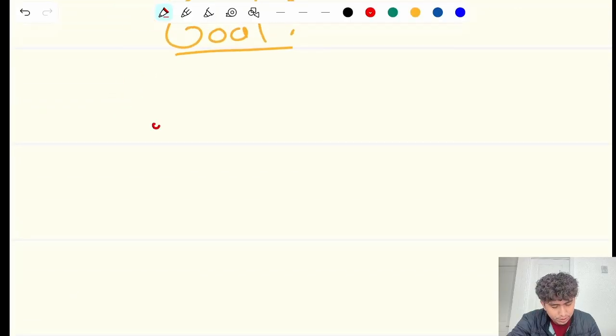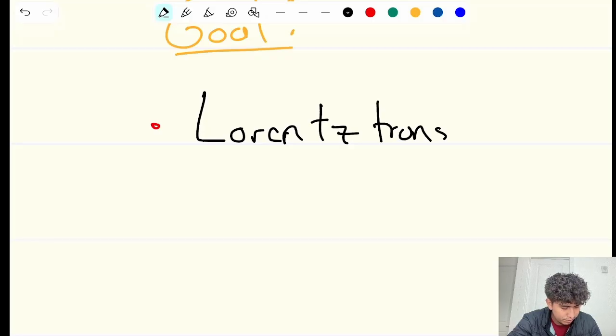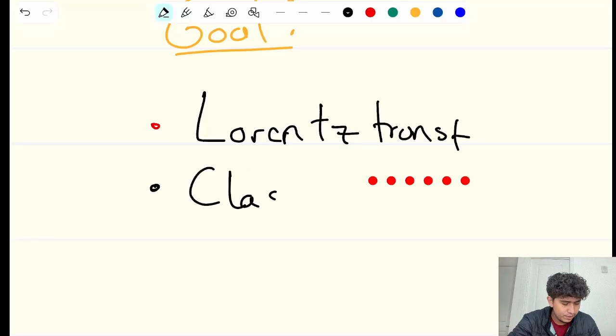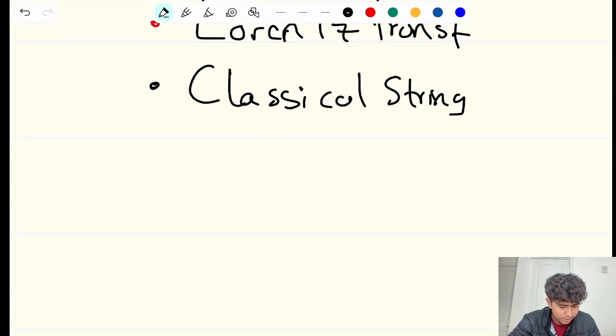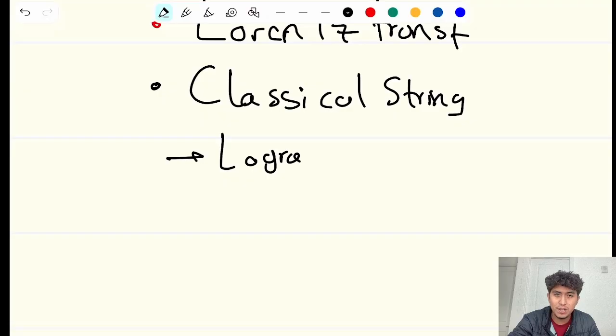Okay. So the goal for today is going to be, first, Lorentz transformations. We're going to do classical strings, which implies learning Lagrangian mechanics. This also implies Hamilton's principle.